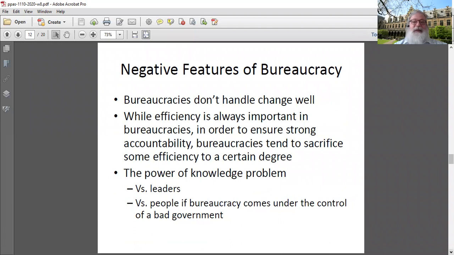Negative features of the bureaucratic ideal type: bureaucracies don't handle change well. If you think about that hierarchy and all the layers and all the people who do highly specialized tasks, you can see that it's a pretty good system if you know what needs to be done.